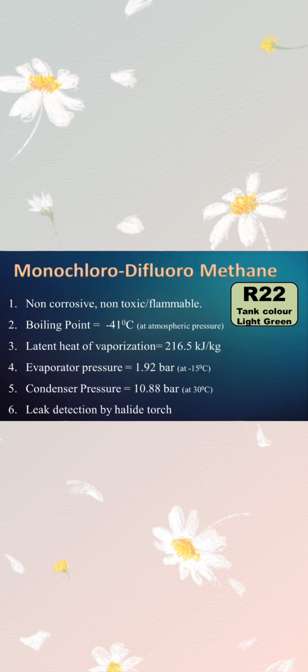R22, monochlorodifluoromethane. It is a non-toxic, non-corrosive, non-irritating, non-flammable compound. It has a boiling point of minus 41 degrees Celsius. The latent heat of vaporization of R22 is 216 kJ per kg. It has evaporator pressure of 1.92 bar and condenser pressure of 10.88 bar. Leak detection of R22 can be done by halide torch or electronic leak detector. In industry, the storage tank color for R22 is green. R22 finds application in fast freezers and low temperature applications.